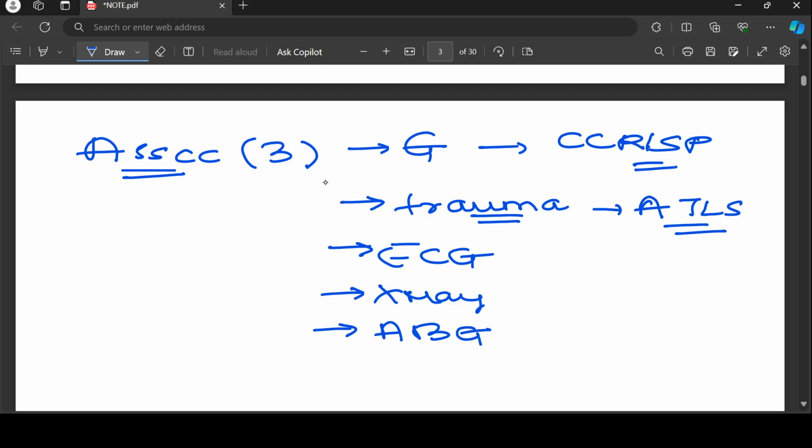For example, for all the critically ill patients, you have to mention some statements, that I would like to manage this patient according to the Care of Critically Ill Surgical Patient protocol, ABCDE approach. For trauma, I would like to manage according to the ATLS, Advanced Trauma Life Support protocol. For ECG, you have to give direct answers. You don't have to go into detail. None of the knowledge stations require detail.